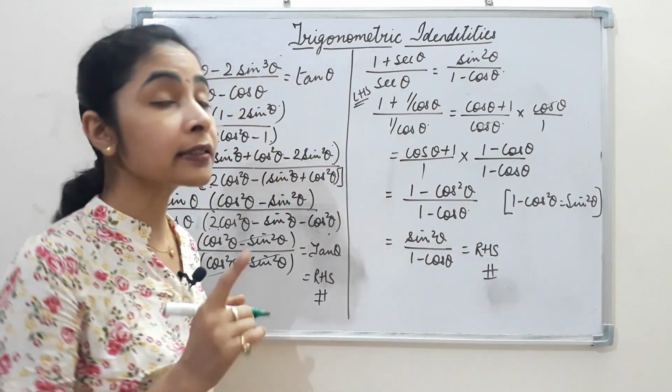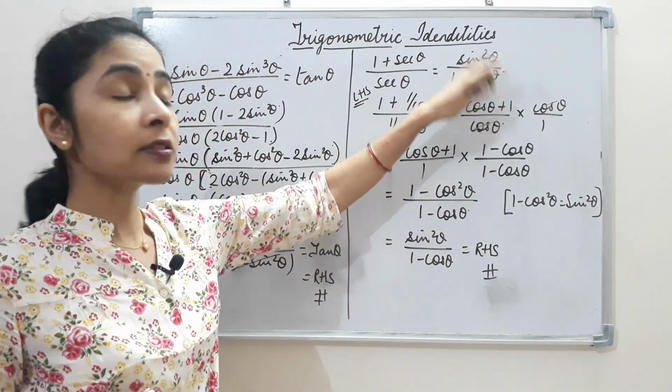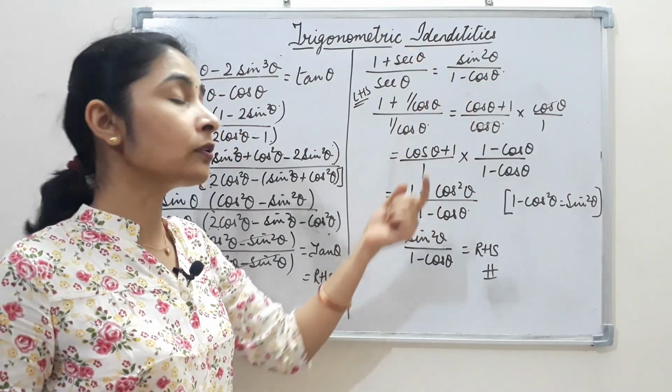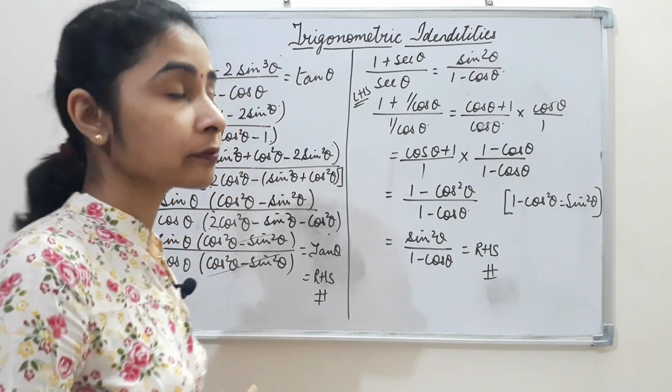I told you that the next method is up to here. If you are stuck, then you can just start with RHS. You can prove RHS also is equal to this. So LHS is equal to RHS. Let us take a few more examples.